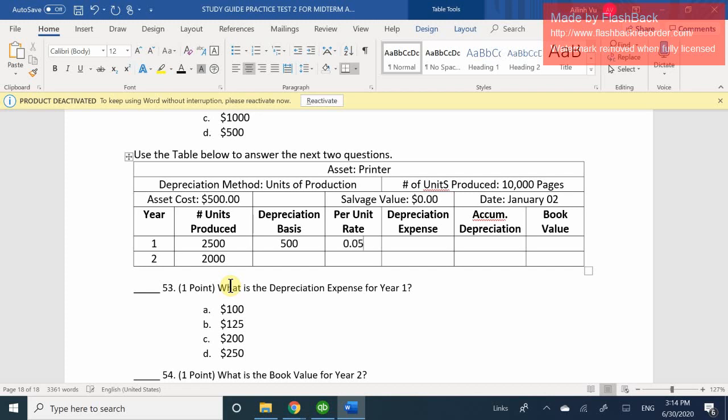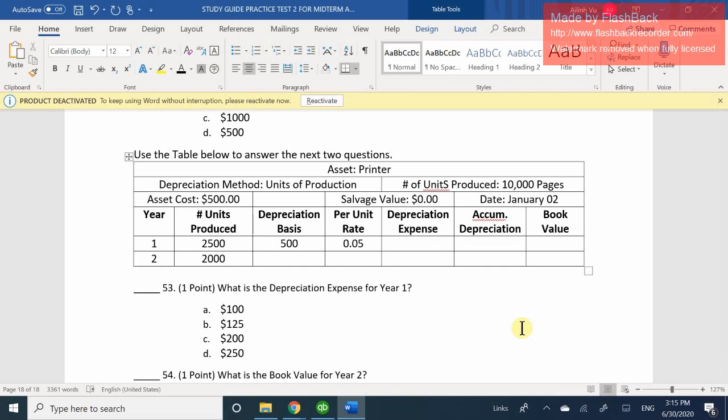Yes, so this one has a different rate. Remember, it's not a depreciation rate, it's a per unit rate. It's going to be your depreciation basis divided by your total number of units it can produce, the capacity. So then how do you determine the depreciation expense from this? The 0.05 times the number of units produced for that year.